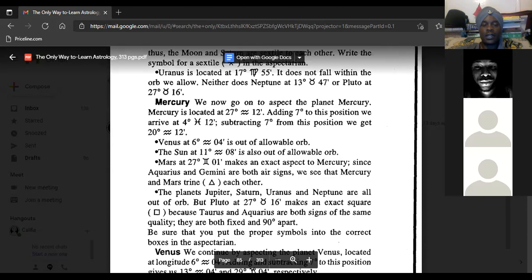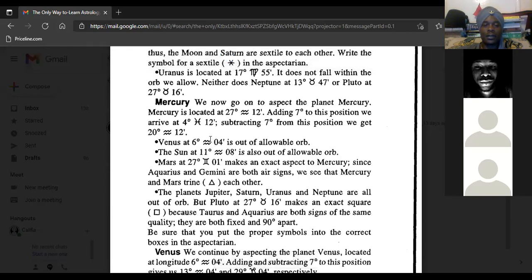Venus at 6 degrees. We gotta figure out what this sign is because they keep. Those are the zodiac signs. No, I'm talking about what is this exact sign? Oh, okay, yeah, a little squiggly. Okay, yeah. Let's see. The squiggly is Aquarius.